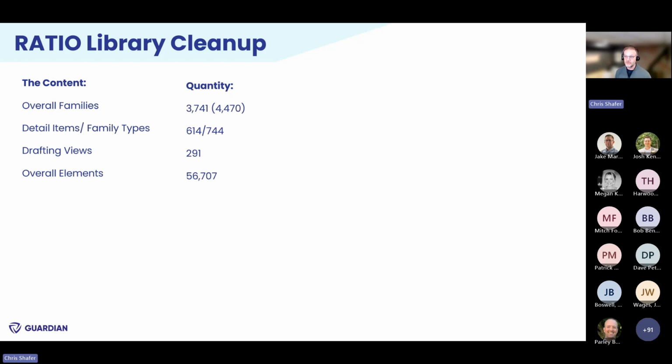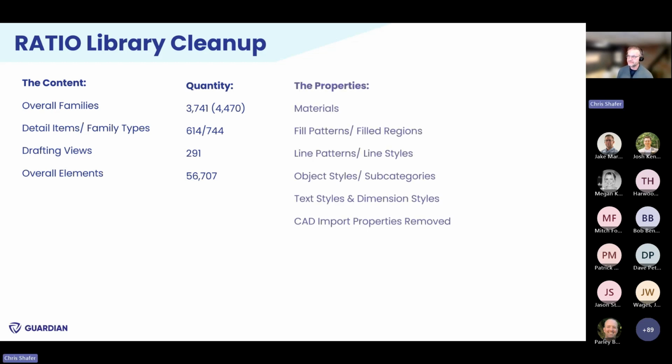As you can see, of those families, there were over 600 individual detail items with over 744 types. Because when you're mapping detail items, you also want to map the family types. And we also cleaned up just shy of 300 drafting views. We were able to see this in the data. I'm going to show you the dashboard here in a second. We were able to touch and clean up almost 57,000 items, individual elements, all within about 40 hours.